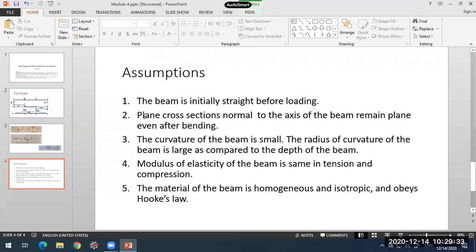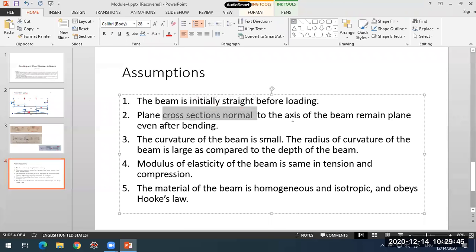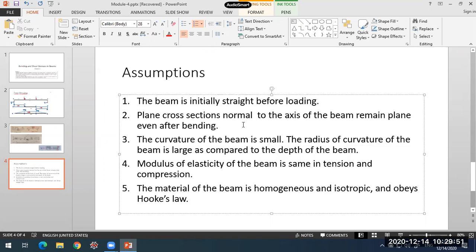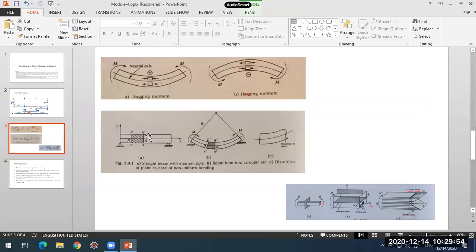Okay, now second assumption is plane cross section normal to the axis of the beam remains plane even after bending. Now what it means is, if I take a cross section like this within the beam, the cross section of the beam which is plane before application of load will remain plane even after application of load. Even after bending, it will remain plane. It will not bend like this. It will not get distorted.